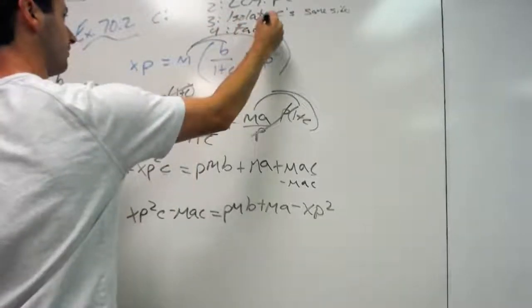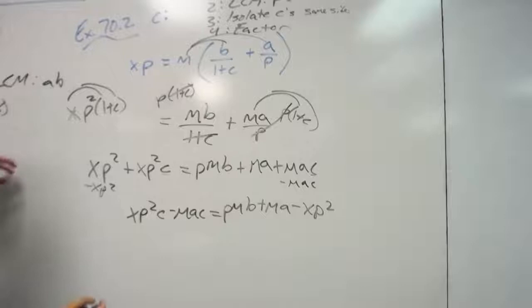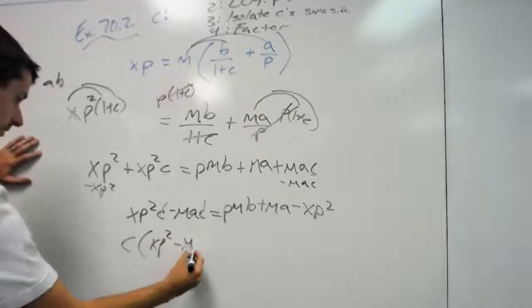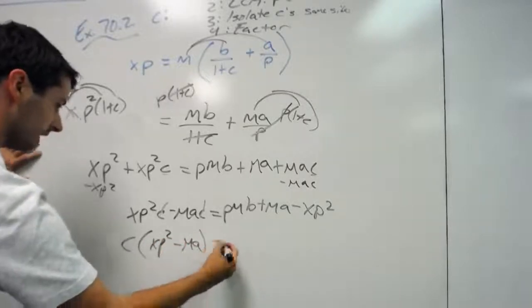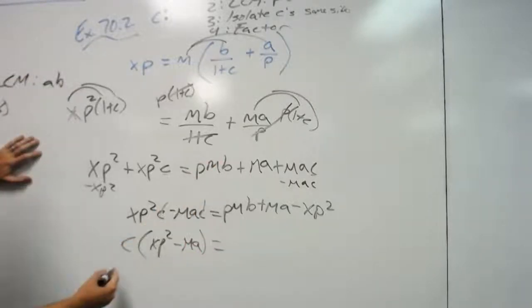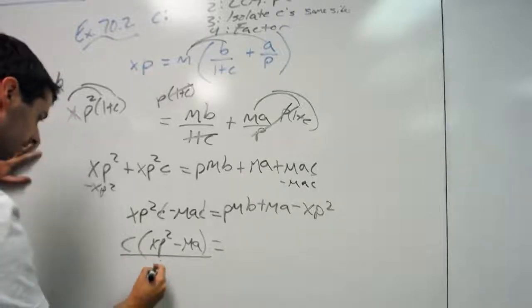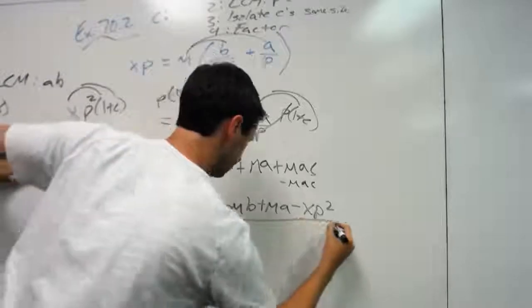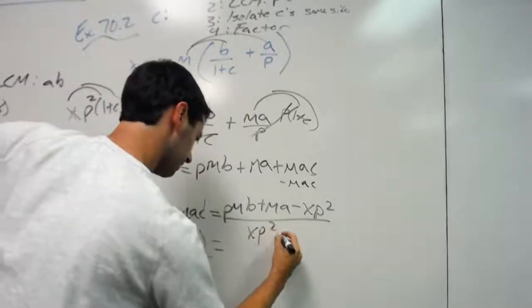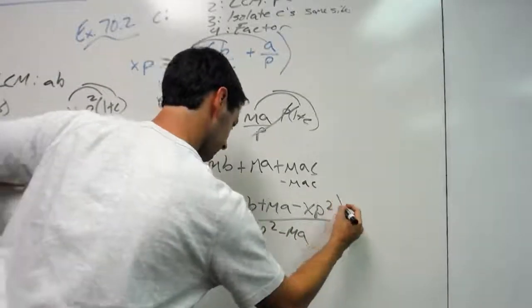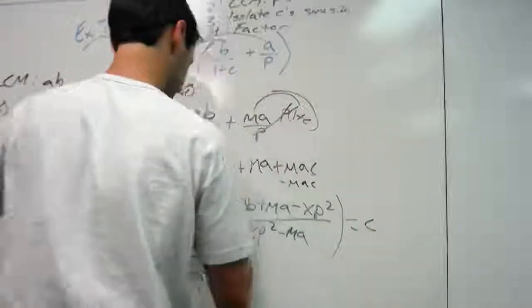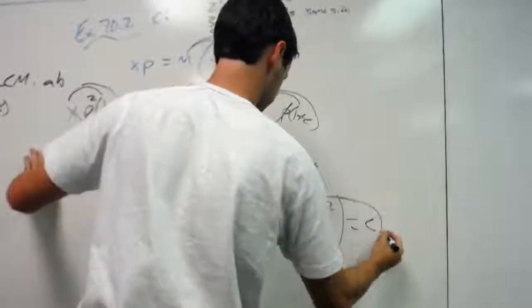We factor. And what are we left with? xp squared minus ma. That equals all that. I'm going to save some time by just dividing here and dividing here by xp squared minus ma. All that equals c. I guess I should be circling it.